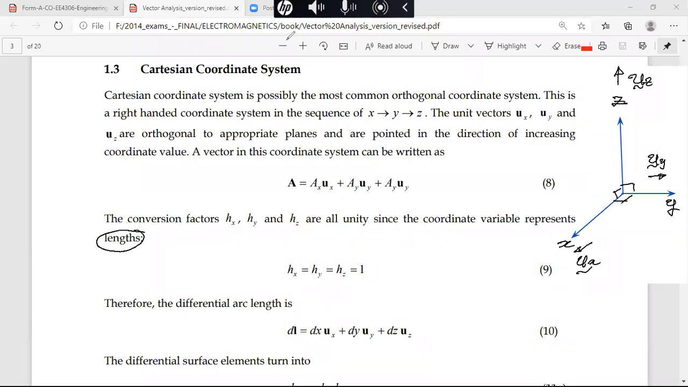X, Y, Z represent the length. If your axes represent the length, keep in mind that the conversion factors H1, H2, H3 become 1. This one is H1, this one H2, this is H3. Here I'll use X, Y, Z. Therefore, rather than writing 1, 2, 3, I'll use X, Y, Z. Keep in mind that if it's an orthogonal coordinate system and those axes represent the length, at that time your conversion factors become 1.